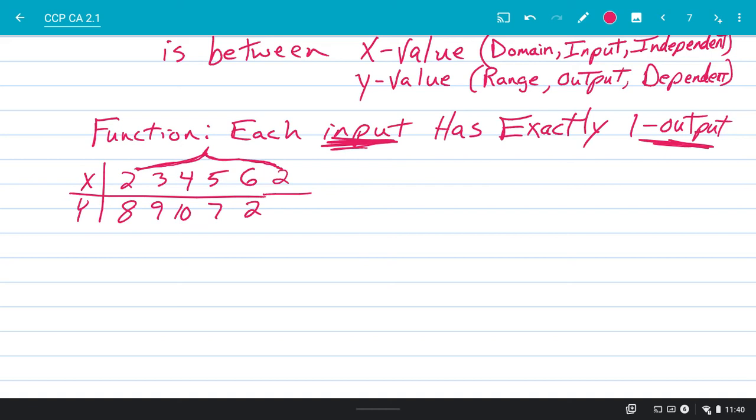Here's the other thing that people struggle with when it comes to tables. Is this a function? Yes. Anybody say no? But wait a minute, 5's with all of them. Doesn't matter. Each input has one output. Y gets to cheat and X doesn't get to cheat. Y can cheat, X can't.